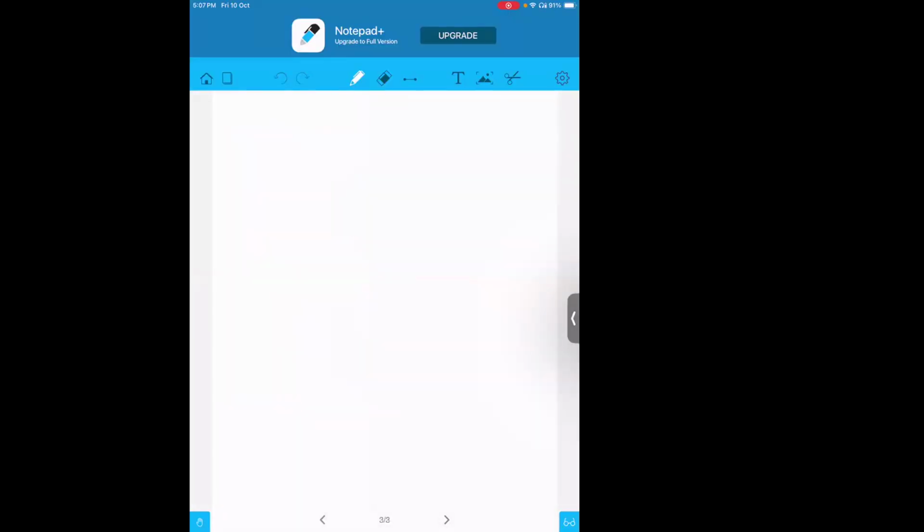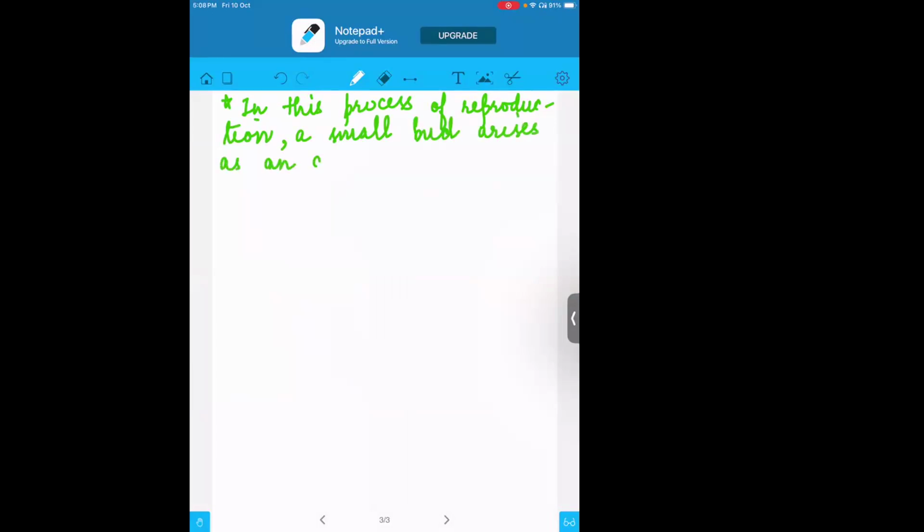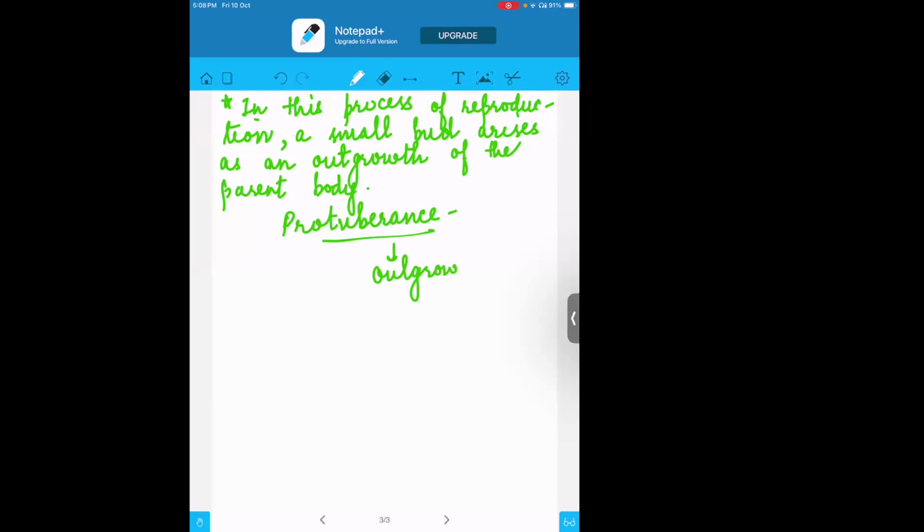Then the next step is, in this process of reproduction, what happens? A small outgrowth will be formed. A small bud arises as an outgrowth. So from the body of the parent cell, a small outgrowth will be there, which is called the bud. And this is also called protuberance. Protuberance means the outgrowth of the bud.